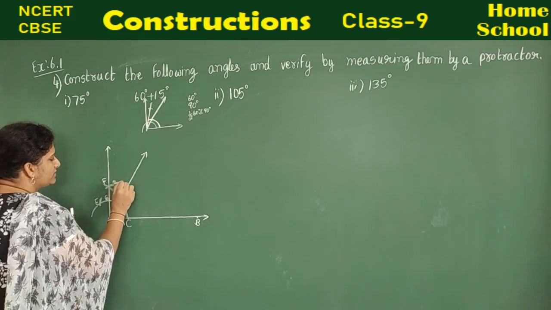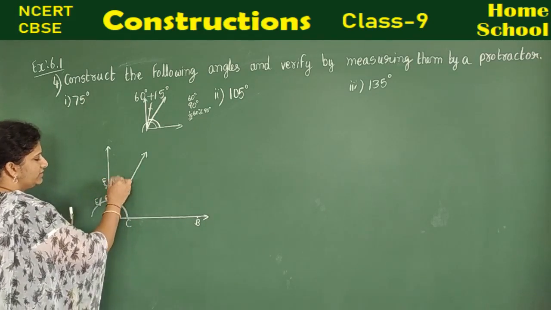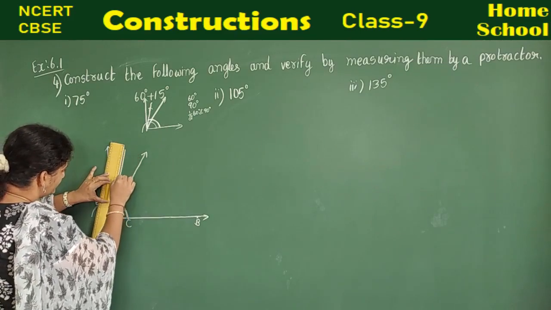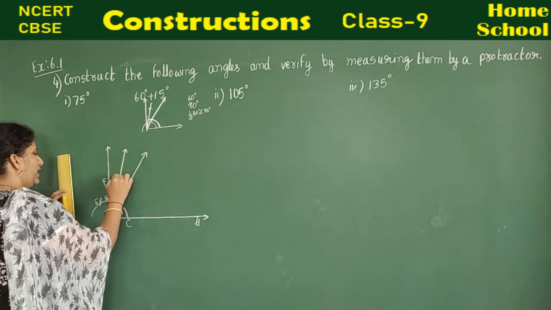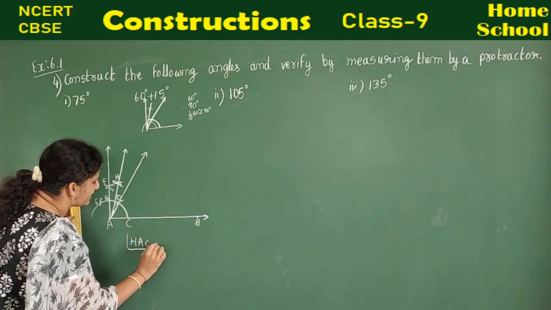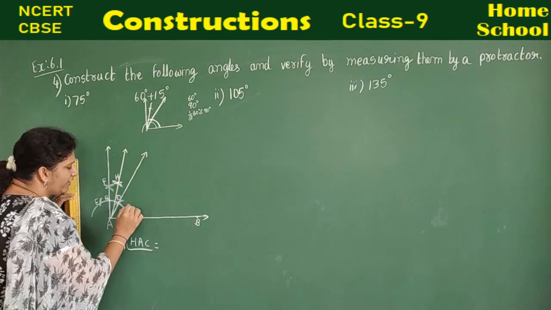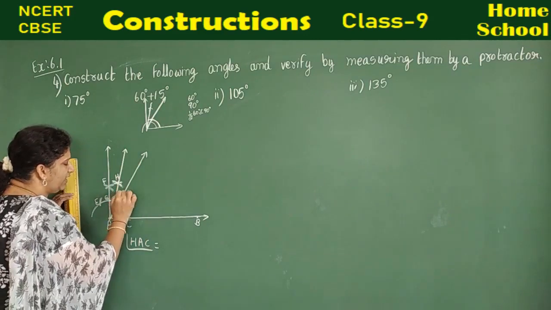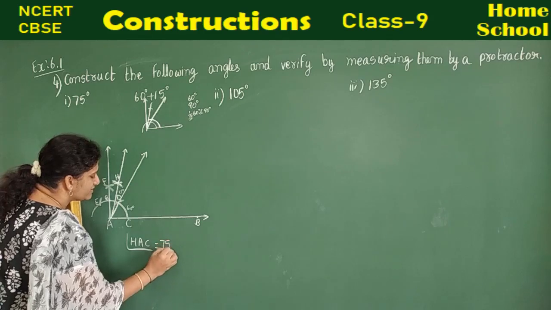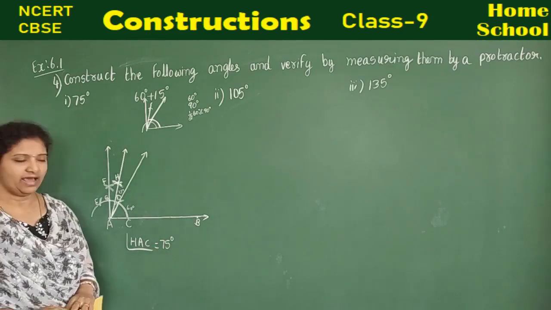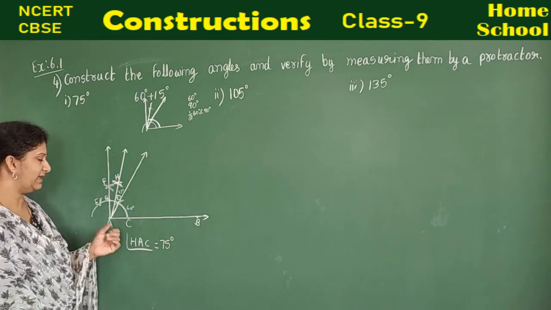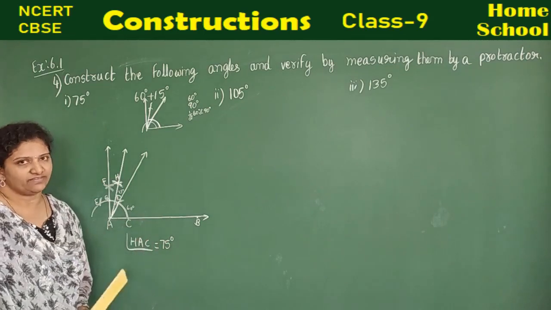So just be careful here. This is the point. Now try to join these. Now H. Therefore, angle HAC is equal to, look here carefully, this is 60 degree angle and this is 15 degree angle. 60 plus 15 is how much? 75 degree angle. Angle HAC or HAB, you can say angle HAB is equal to 75 degree.